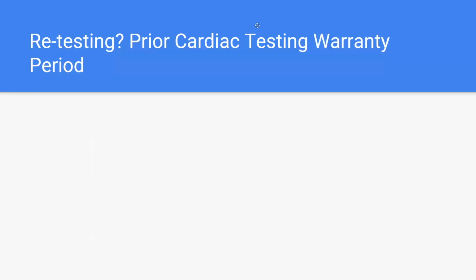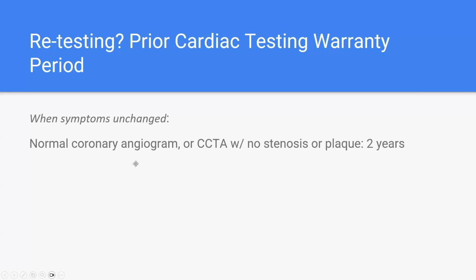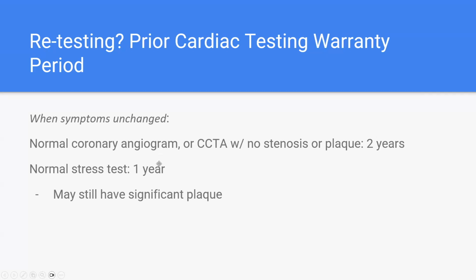One of the good questions that they answer is when we need to retest. So these people that come back, they get a stress test, or they get a CT, or they get a cath, and it's normal. How long is that good for? When do we need to repeat those tests? When symptoms are unchanged and we have normal angiography or normal CT, 2 years. That's good for 2 years. If the symptoms are unchanged, we don't need to re-image or re-cath these people for up to 2 years. We probably do that more frequently than we should. Stress tests are only good for 1 year. That's because the stress test doesn't show us if we have significant plaque that may cause problems sooner.